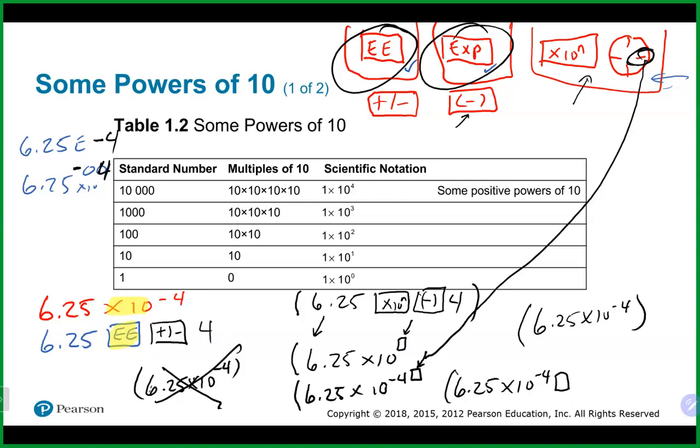So when you do get an answer, for example, let's say we had 6.25, and on your calculator it pops something like this up. When you go to write the answer, it's very common people forget the times 10 part. They just write the front part of the number. So it's really important that you write the entire number, and you do not write it as an E when you're giving the answer. You should turn that back into the times 10 part when you do so. Any questions on that?